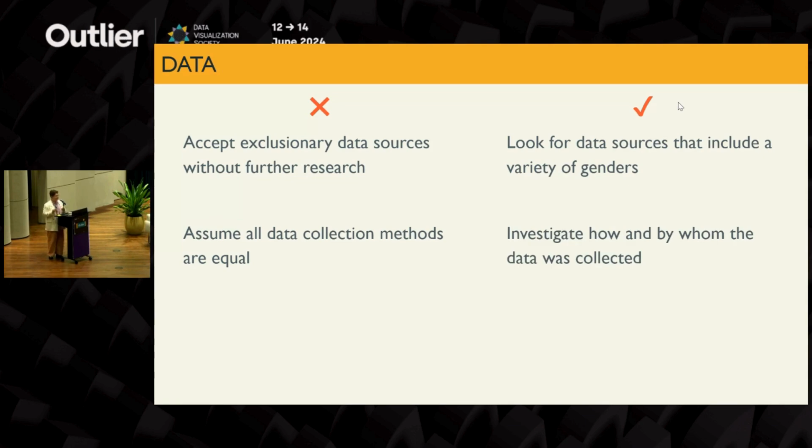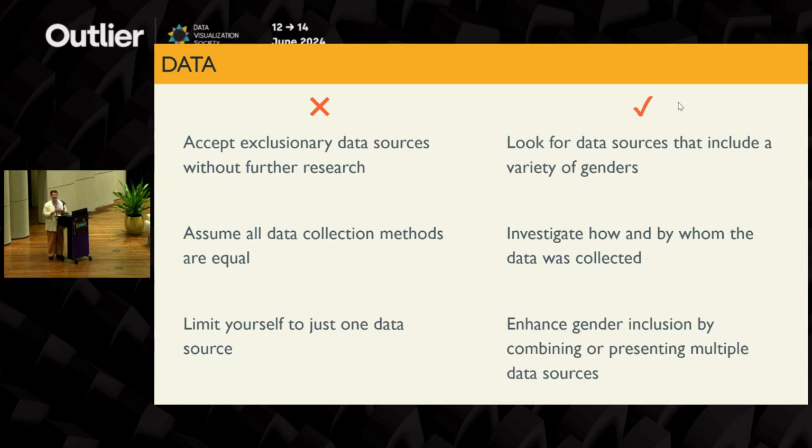Collecting data is a choice, and the motivations and ideologies of the people who are in charge of collecting that data will change its outcome. Finally, limiting your project to just one data source can sometimes prefer a less inclusive perspective. Consider combining data sources if that's applicable and appropriate, or presenting data from multiple sources in order to increase the gender inclusivity of the story you're telling.